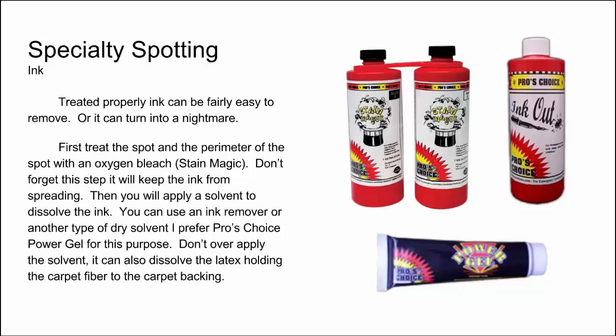Now, if you're in California or someplace where you can't get the ink out, Power Gel also works really well. Same process: Stain Magic to surround the spot, Power Gel to dissolve the ink and extract. What you want to do is be careful with these, especially the Power Gel or different solvents like that. They will also work to dissolve the latex that's bonding the backings of the carpet together and that's holding the carpet together. So you don't want to over apply these products. Once that latex is dissolved, it's not going to be sticky anymore after it dries. So you could start losing fiber in that area. So just be careful with any of the solvent types.